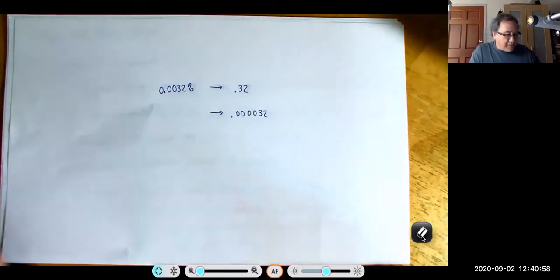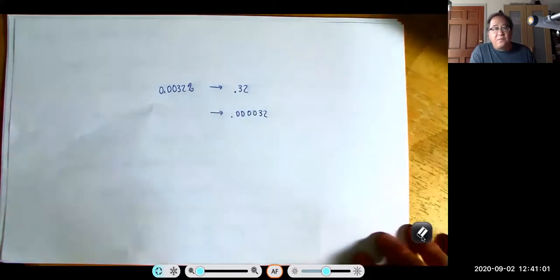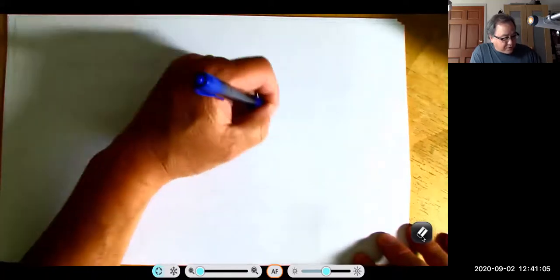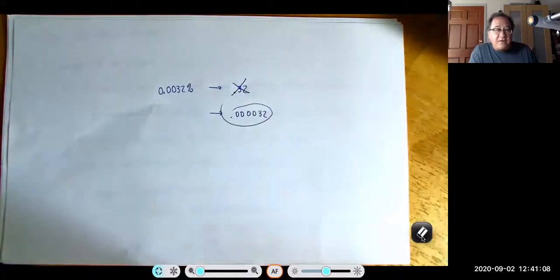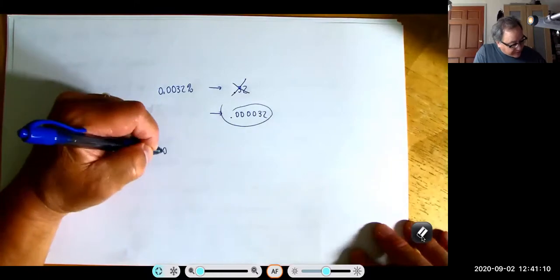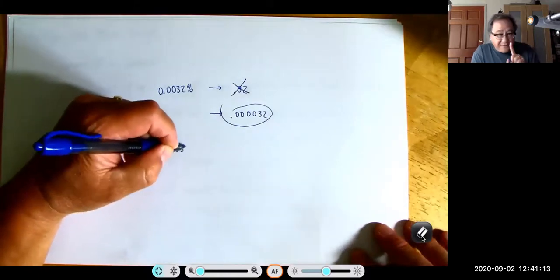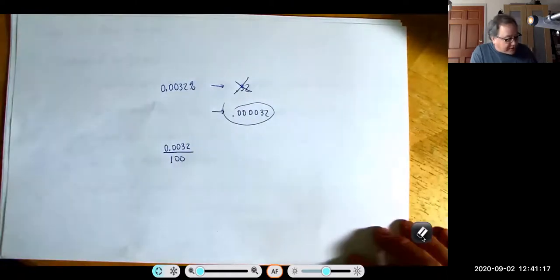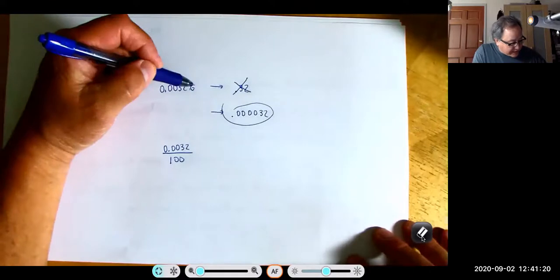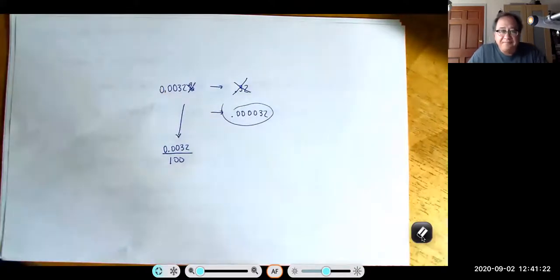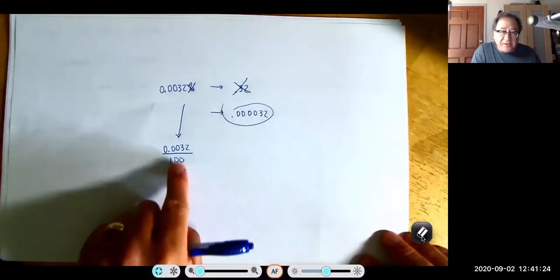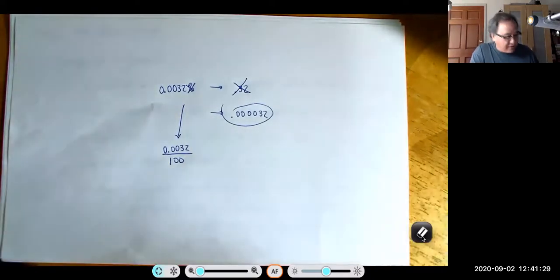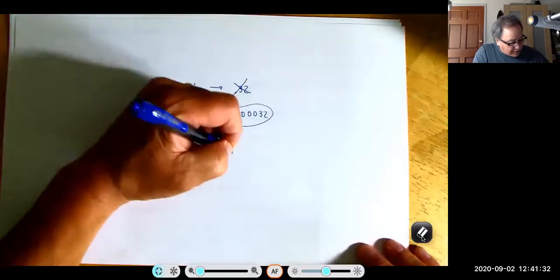Which one of these is correct? And for me, it's a no-brainer. This one's correct and this one's wrong. How do I know that? Because I know that the definition of percentage, by definition, means out of 100. So this is what percentage really means. If you get rid of that percent, you put 100 on the bottom. Now, if I divide 100 into 0.0032, is the result going to be bigger than 0.0032 or smaller? And the answer has to be smaller.